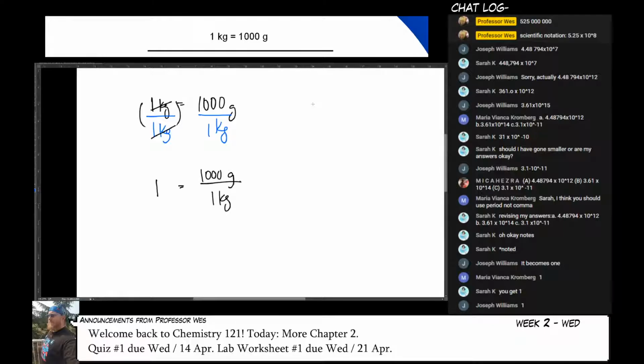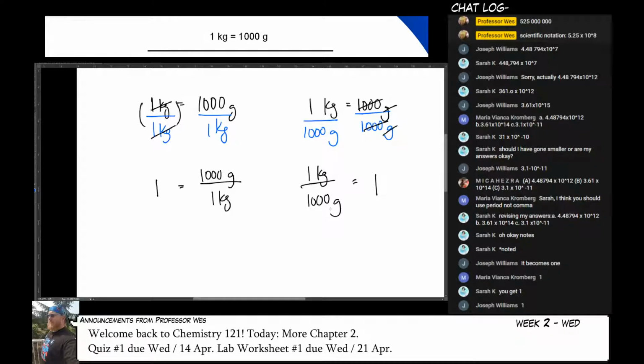All right, we're going to write the same statement again. And this time I'm going to divide by the term on the right here, 1,000 grams. And we would note that the 1,000 divided by 1,000 is 1, and the grams cancel out with each other too. So now I have 1 equals 1 kilogram over 1,000 grams.